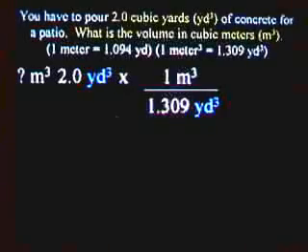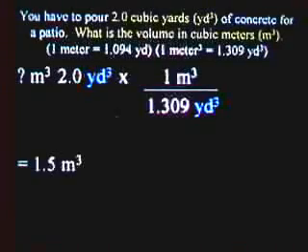For significant figures for this problem, the initial value of 2.0 only has 2 significant figures. So we're going to want to round our final answer here to 2 significant figures as well. So the final answer to this one is 1.5 meters cubed. If you used the length equality and not the volume equality, you would not end up with the correct answer of 1.5.